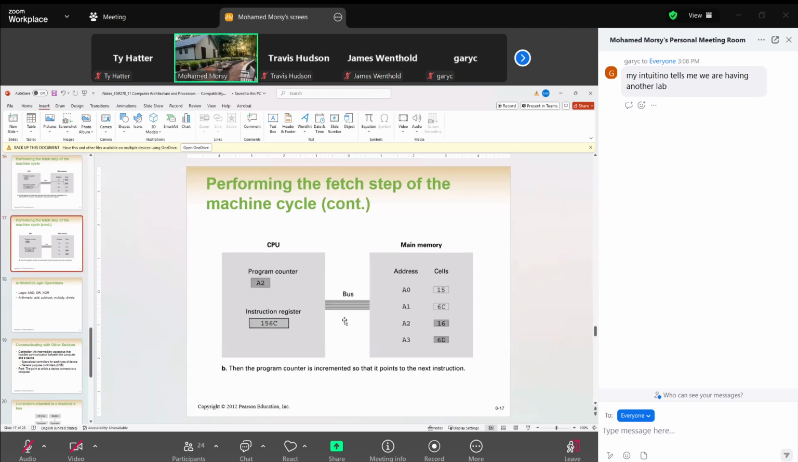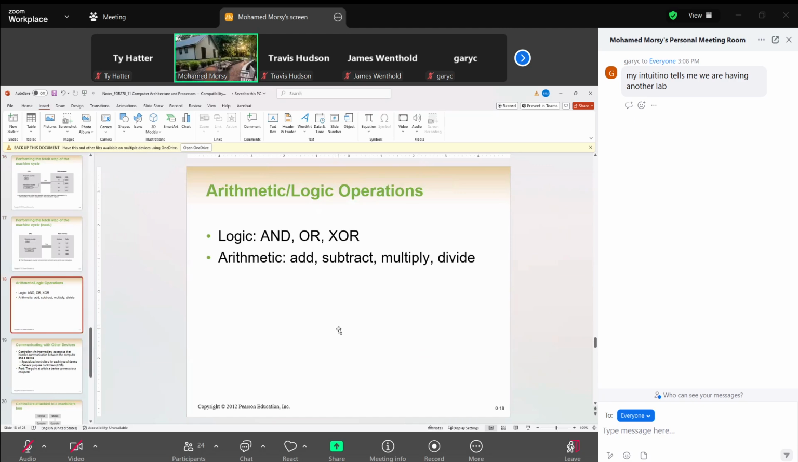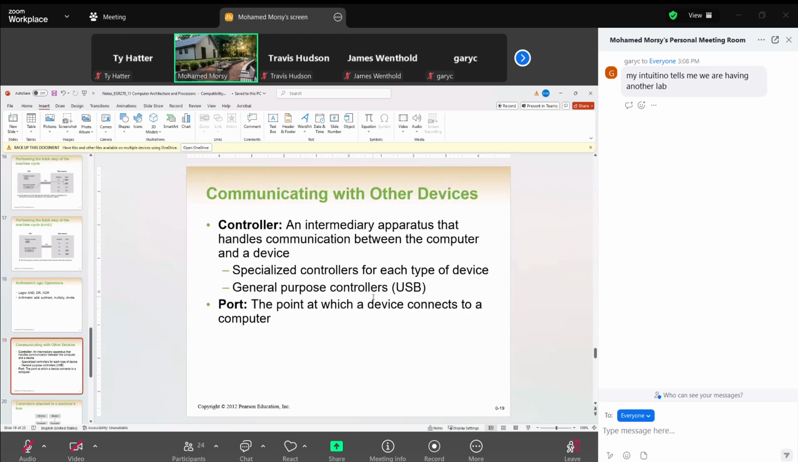Okay. Arithmetic or logic operations. As mentioned before, logic operations are AND, OR, exclusive OR, and arithmetic operations are add, subtract, multiply, divide.